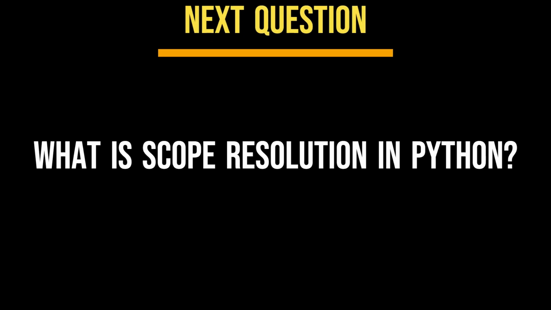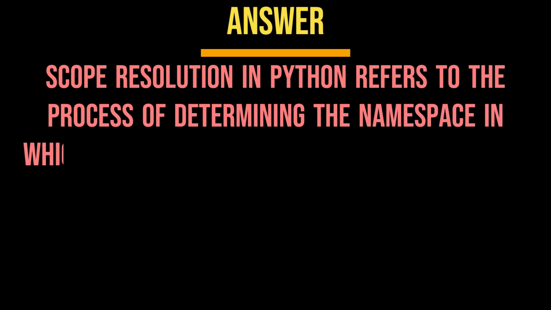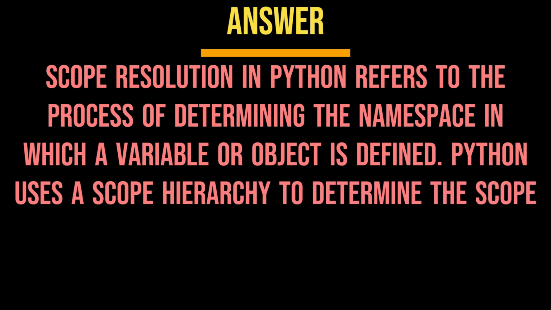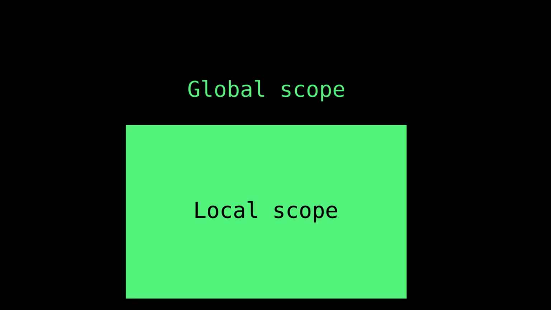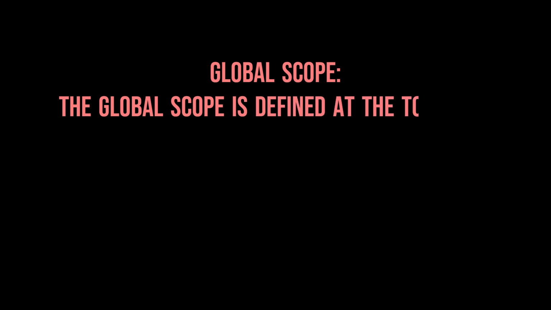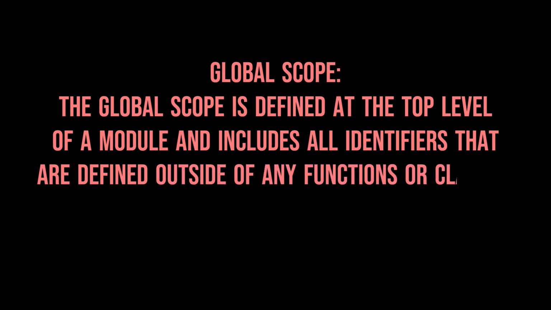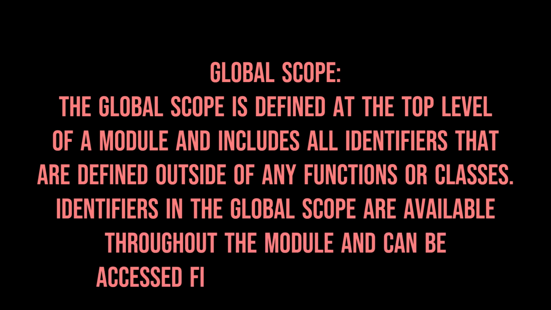Next question is, what is scope resolution in Python? Scope resolution in Python refers to the process of determining the namespace in which a variable or object is defined. Python uses a scope hierarchy to determine the scope of an identifier like variable, function, class, etc. There are two main types of scopes in Python, global scope and local scope. Global scope. The global scope is defined at the top level of a module and includes all identifiers that are defined outside of any functions or classes. Identifiers in the global scope are available throughout the module and can be accessed from any part of the code.